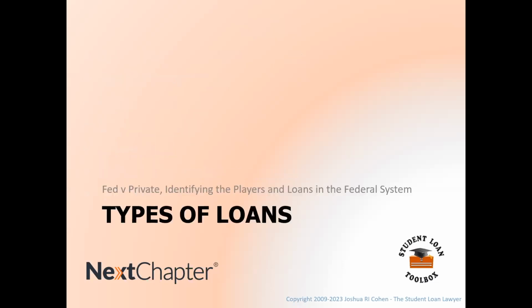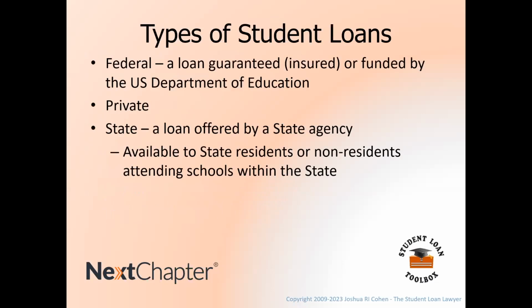So with that, let's just jump into types of loans, okay? So we start with a federal loan. It's a loan that's guaranteed or insured or funded by the US Department of Education versus a private loan where the government is not involved at all.